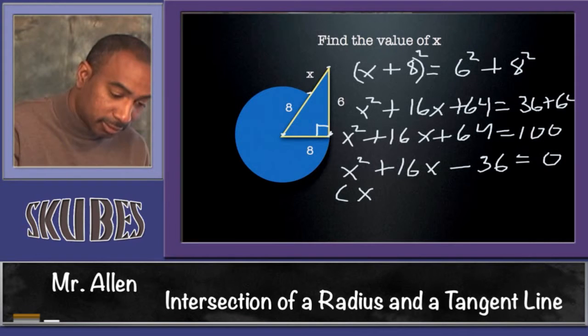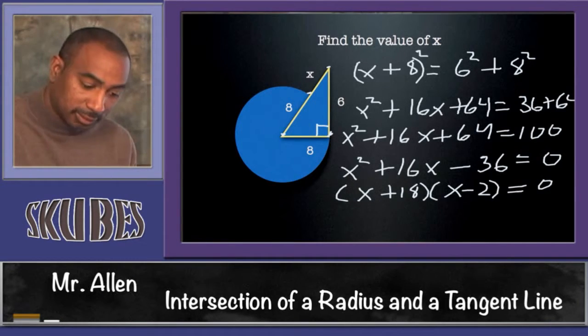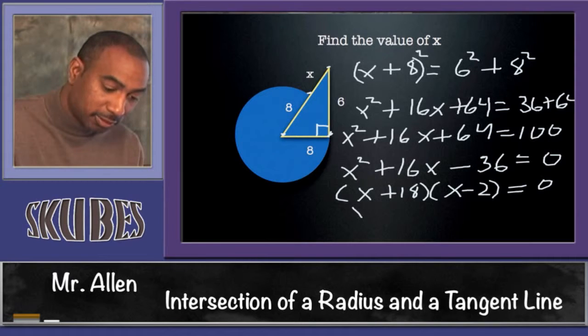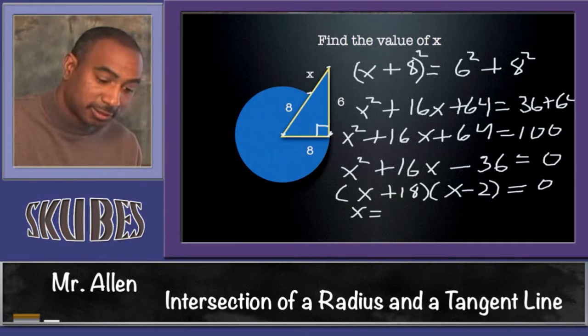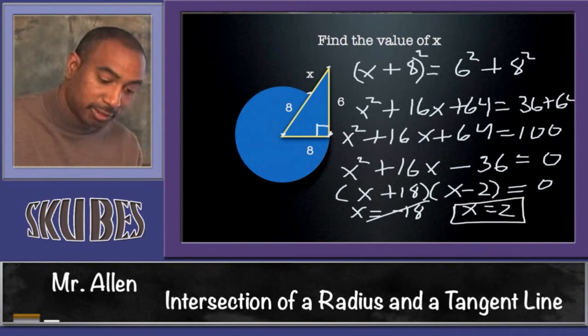So you're going to get x plus 18, x minus 2, or two factors that work. You have two answers, but length always has to be positive. So x equals negative 18, we're going to reject that answer, but we'll take x equals 2 because that has the positive length.